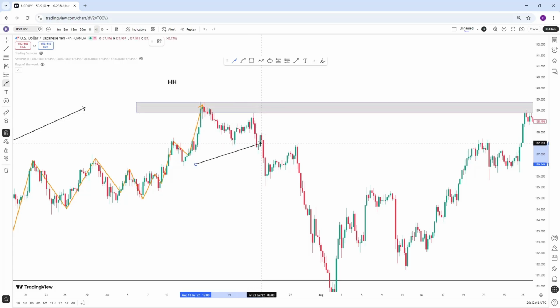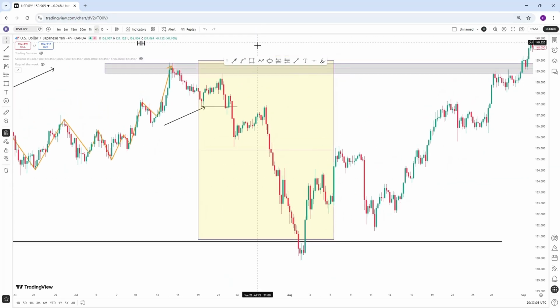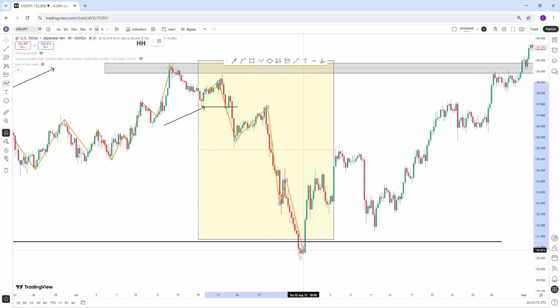So what happened next? The market shifted structure from here. You see, this higher low was broken. It made a lower low. So from here, the market is now correcting. You can see the market is making lower lows and lower highs, lower lows, lower highs, lower lows. It's now correcting.